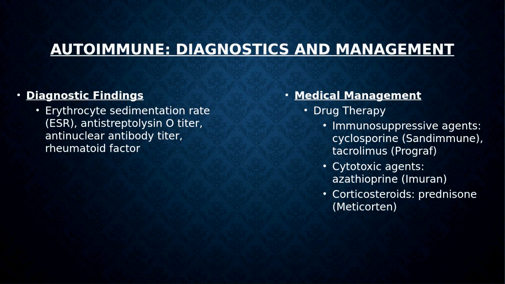So that's why diagnostics for an autoimmune disorder can sometimes be a little difficult. But we're going to look at the erythrocyte sedimentation rate, which is your ESR. You can also look at your anti-nuclear antibody titers, and your rheumatoid factors.